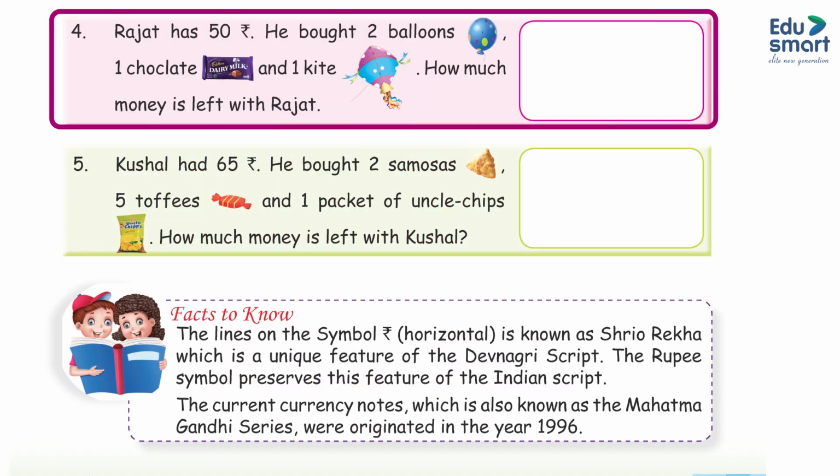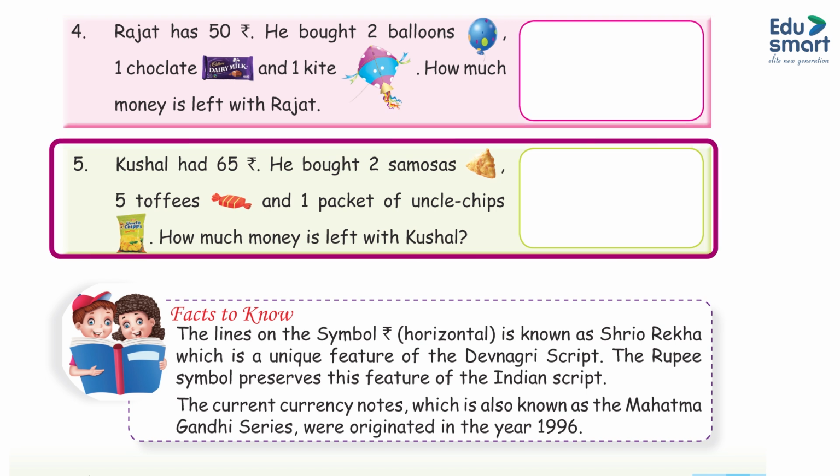4. Rajat has 50 rupees. He bought 2 balloons, 1 chocolate and 1 kite. How much money is left with Rajat? 5. Kushal had 65 rupees. He bought 2 samosas, 5 toffees, and 1 packet of Uncle Chips. How much money is left with Kushal?